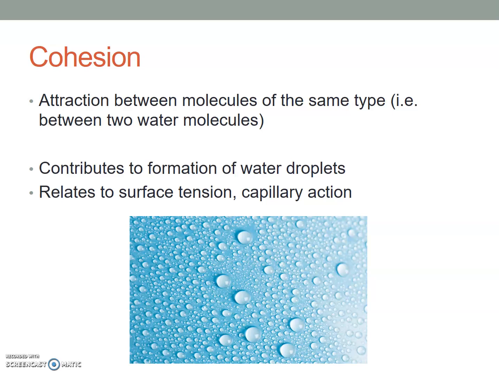So the first property of water we'll look at is cohesion. This is an attraction between molecules of the same type, so 2 water molecules. So this is the formation of hydrogen bonds between 2 water molecules. The reason why cohesion matters is it helps to form water droplets. It also relates to surface tension and capillary action, which we will look at. It's basically how does water stick to itself, or how does it stick together.